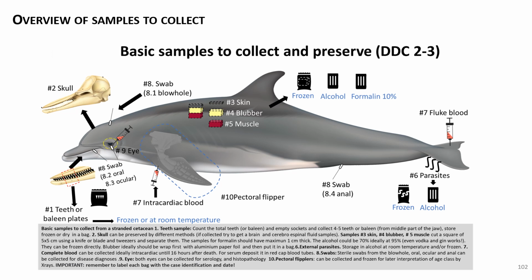Then you can collect the eye. Both eyes can be collected for serology and histopathology. And last, collect the pectoral flippers. These have really important information. You can collect them unfrozen for later interpretation of each age class by X-rays. Important, remember to label each bag with the case identification and date.